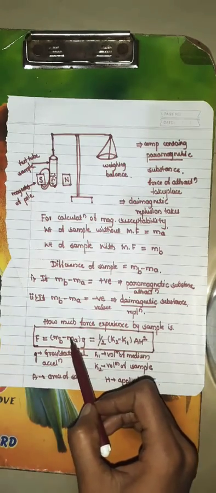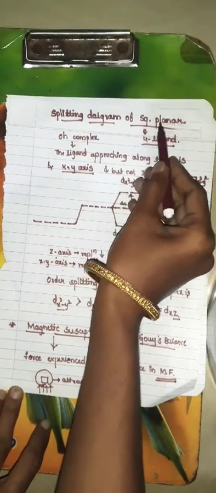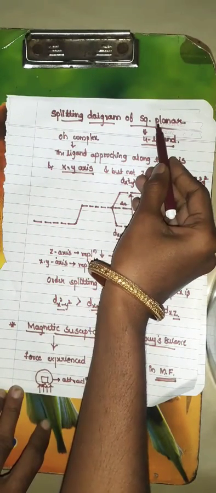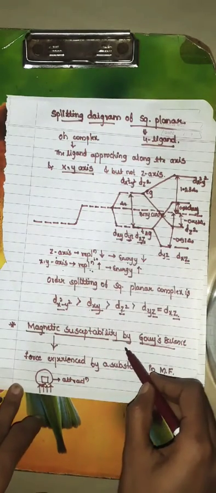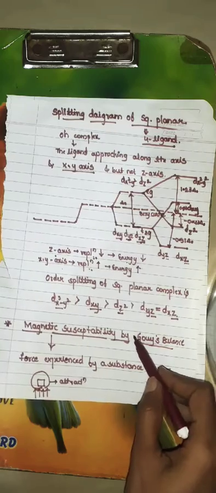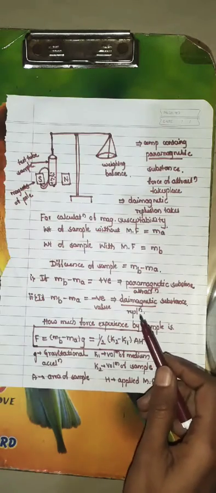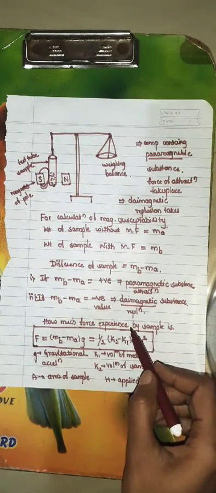Today in class we have done the splitting diagram of square planar complexes, and also magnetic susceptibility by the Guy balance. I hope students, you understood both the concepts.